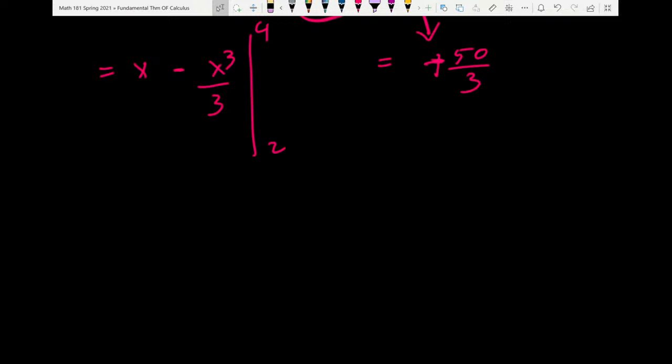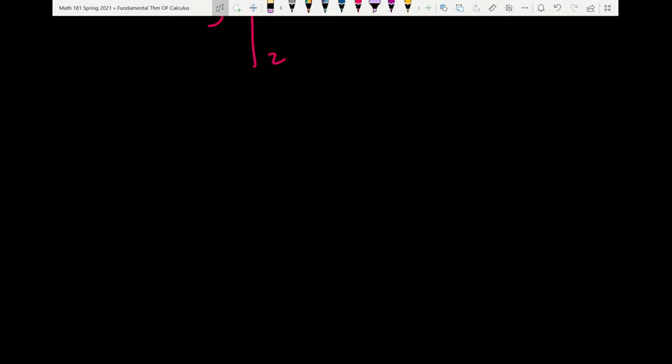So far, these are easy problems. All right, let's look at this one. This is a bit of a tricky one. Try this.